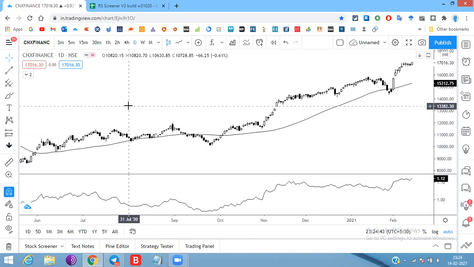And then I'll be heading over to my normal analysis, which will be price action, volumes and my RSI.